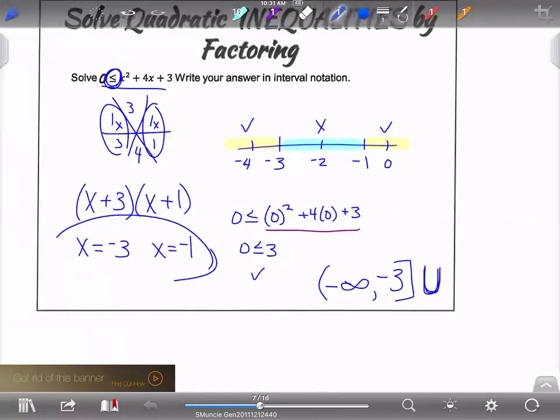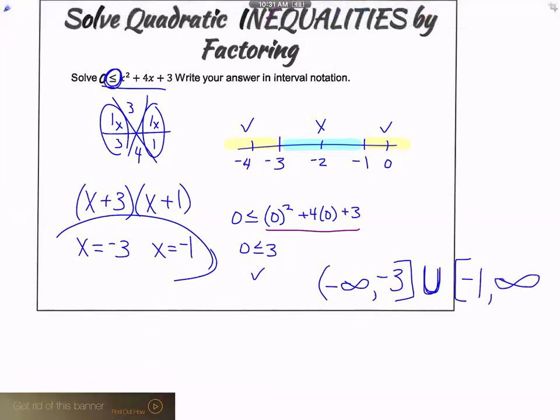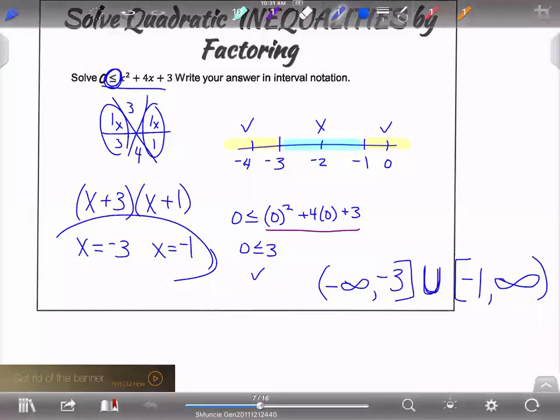All right, talk to me about the right region. Where does it start? -1. We're using a bracket, why? Because it has the equal to underneath it. Does this region ever stop? No, it goes on and on, all the way to positive infinity. Positive and negative infinities always get parentheses because you can never get there. There's always one positive and always one negative. And your negative infinity will always be on the left. Got it.